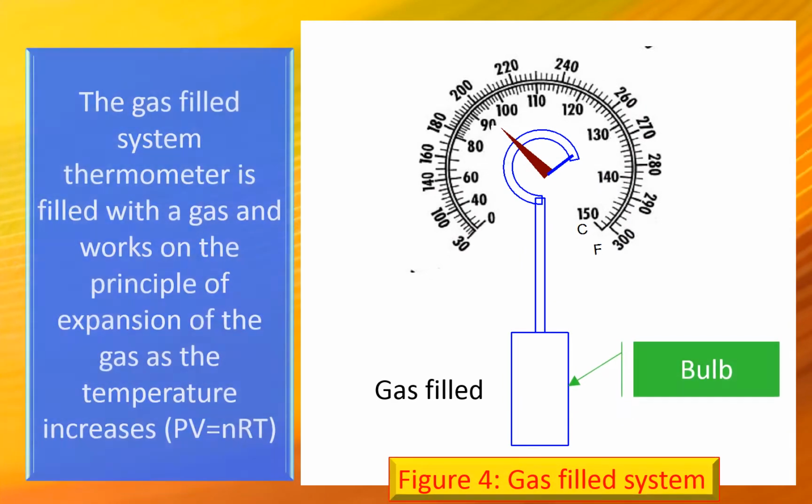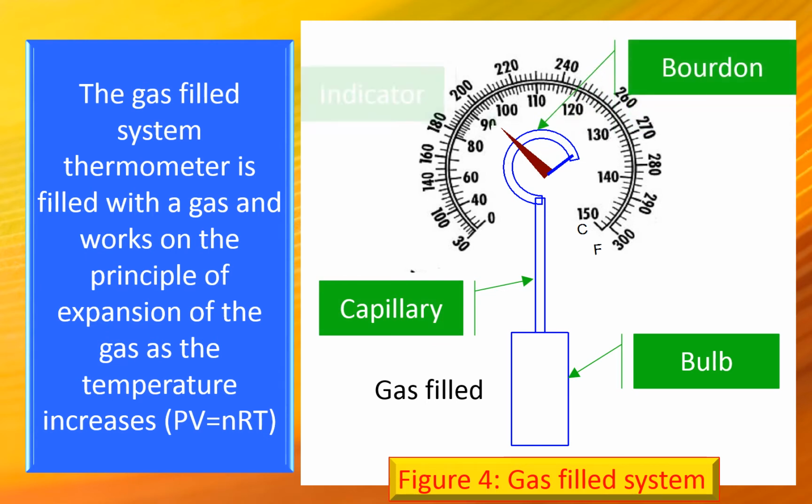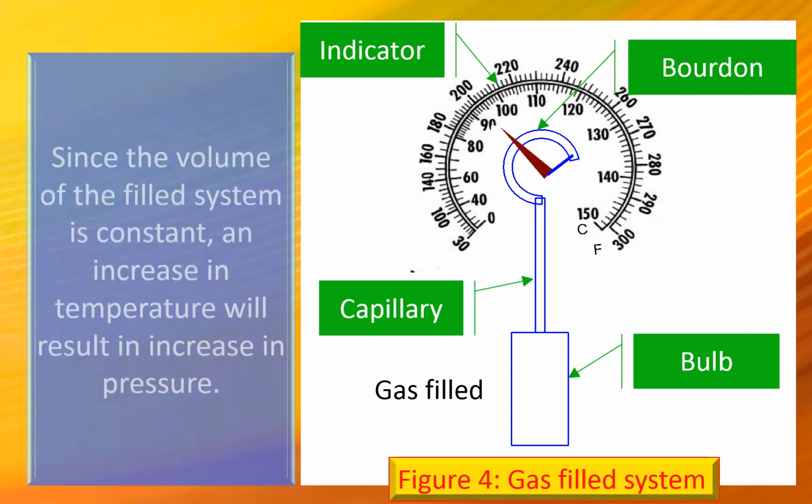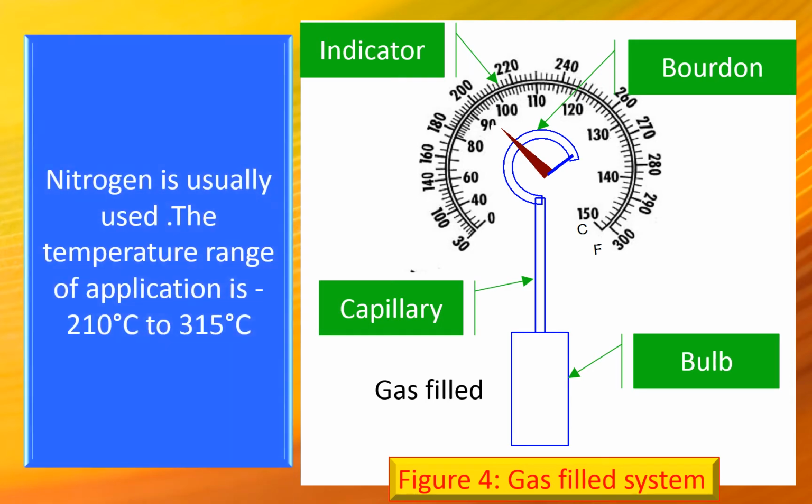Gas-filled system thermometers. The gas-filled system thermometer is filled with gas and works on the principle of expansion of gas as the temperature increases. As per the equation, PV equals nRT. Since the volume of the filled system is constant, an increase in temperature will result in increase in pressure. Nitrogen is usually used. The temperature range of application is minus 210 degrees centigrade to 315 degrees centigrade.